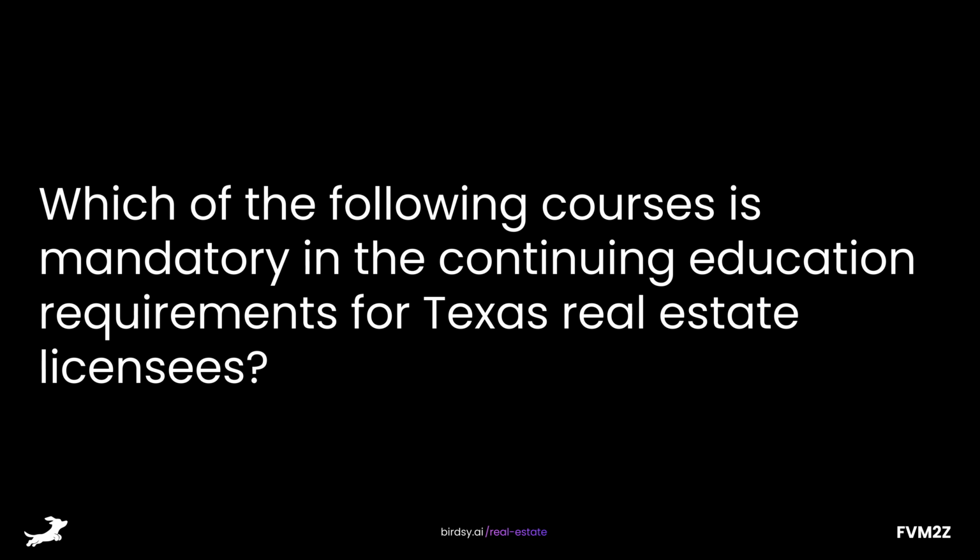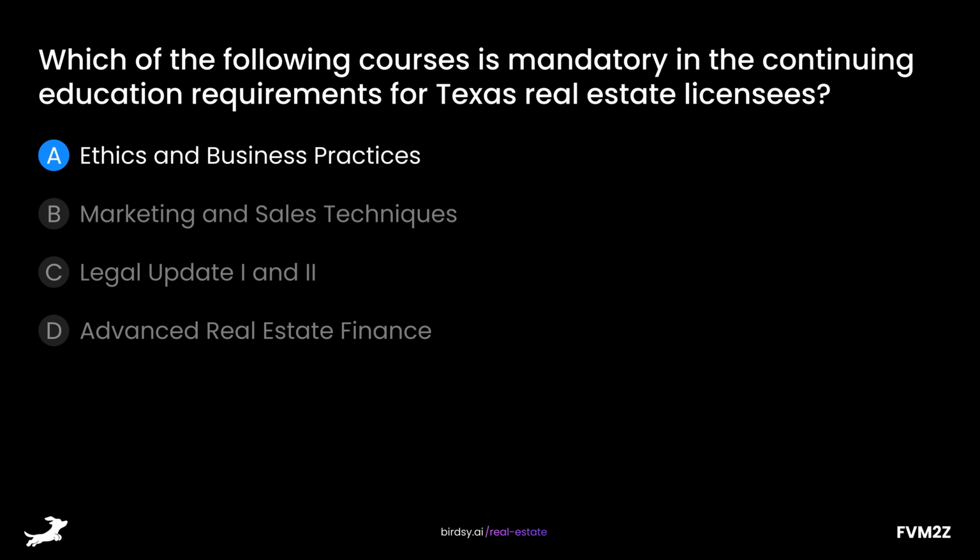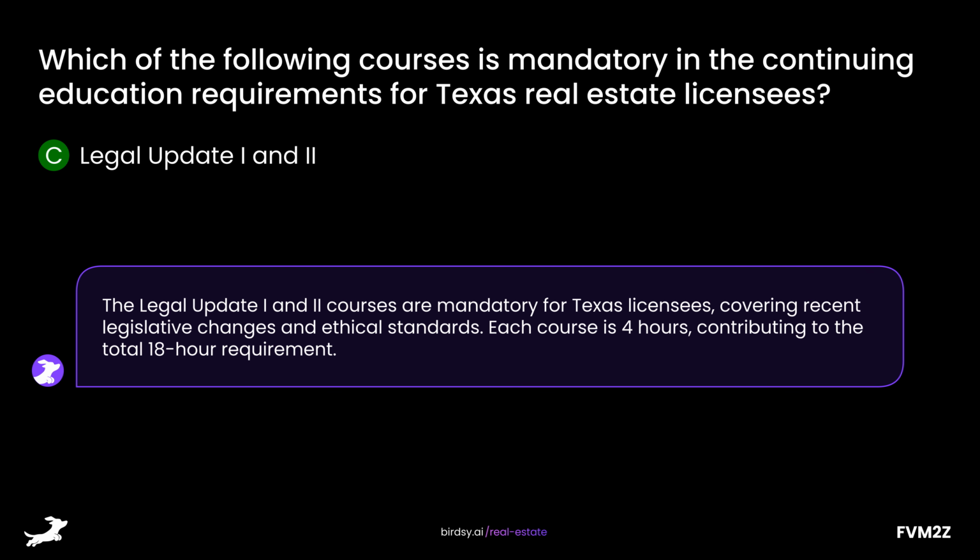Which of the following courses is mandatory in the continuing education requirements for Texas real estate licensees? Is it A, ethics and business practices, B, marketing and sales techniques, C, legal update 1 and 2, or D, advanced real estate finance? The answer is C, legal update 1 and 2. The legal update 1 and 2 courses are mandatory for Texas licensees, covering recent legislative changes and ethical standards. Each course is 4 hours, contributing to the total 18-hour requirement.